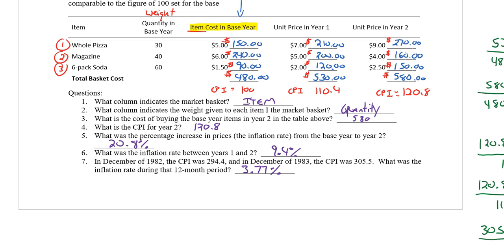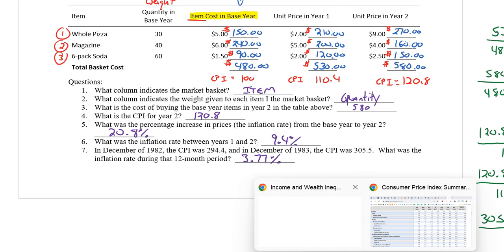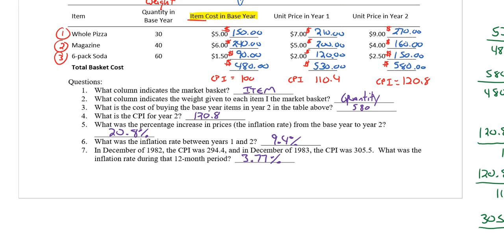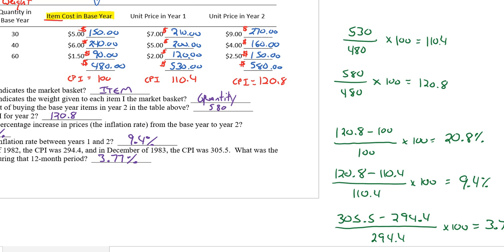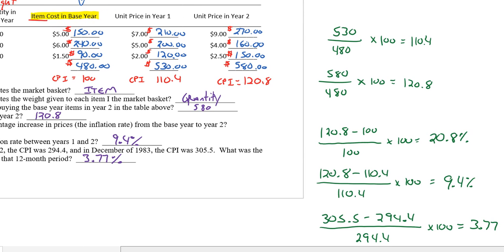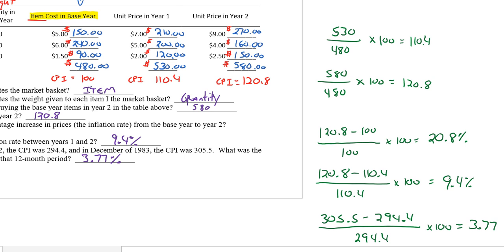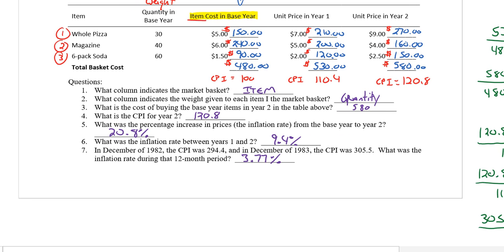Okay, I have the answers for questions number 6 and number 7. And number 6, the inflation rate between years 1 and 2 was 9.4%. And I have that over here. 120.8 minus 110.4 divided by 110.4 is going to get you 0.094 times 100 will get you 9.4%. And then I also have 3.77% for my answer for the last question. 305.5 minus 294.4, new minus old, divided by the old. And that times 100 will get you 3.77.